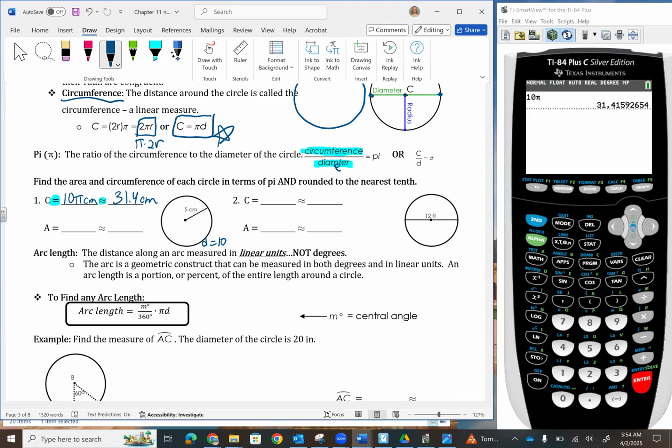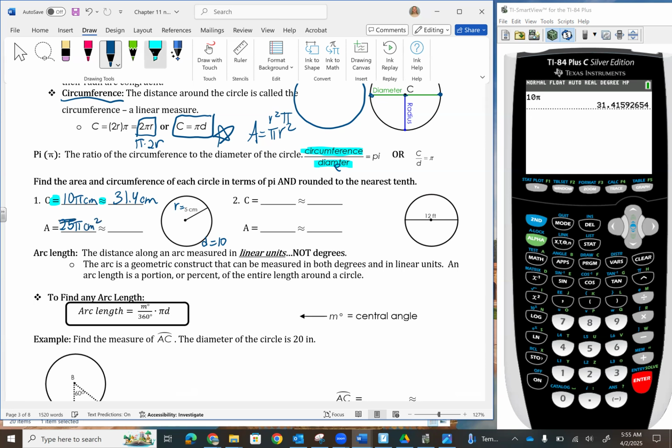I don't know if that's on here at all yet. Area equals pi r squared, or r squared times pi. That's how I normally do it, is r squared times pi. And so for the area, since the radius equals 5, you're going to do 5 squared, which is 25, and then pi, and that's going to be centimeters squared.